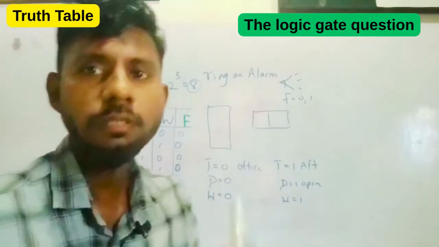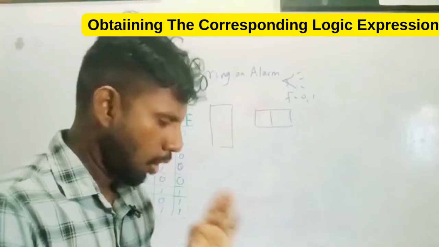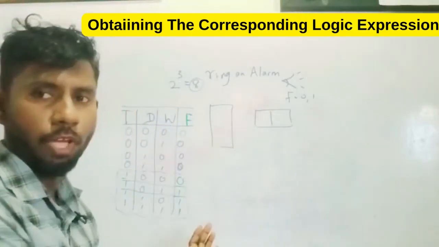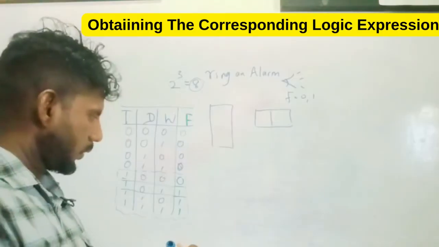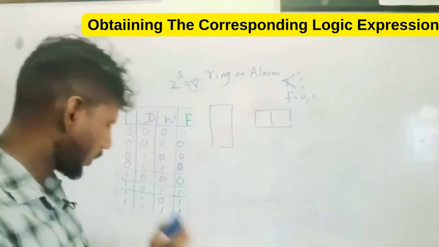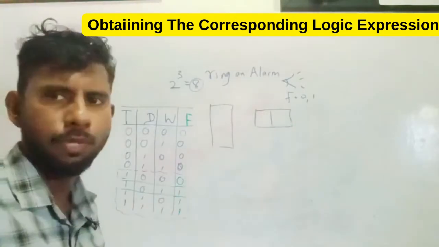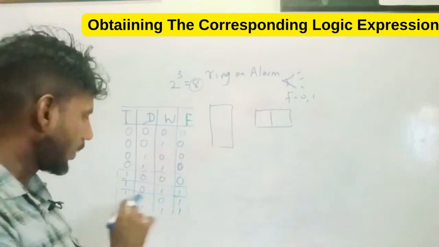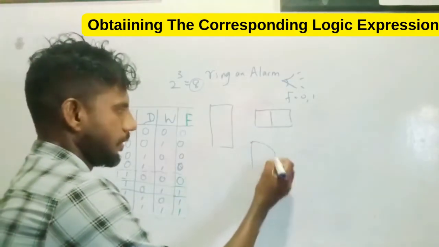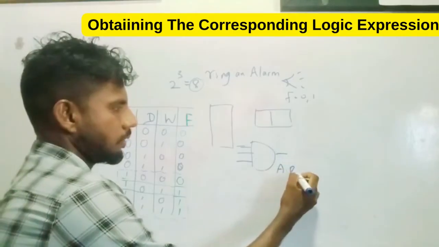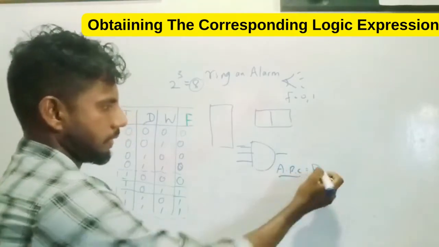Now moving into the second part, obtaining the corresponding logic expression for F. We have done this before, students. I'm telling you again, this is the method we do it. I'm using the 3 input AND gate method here. So what I'm going to do is write it using the 3 input AND gate method, where we have 3 inputs: A dot B dot C is F, something like this.